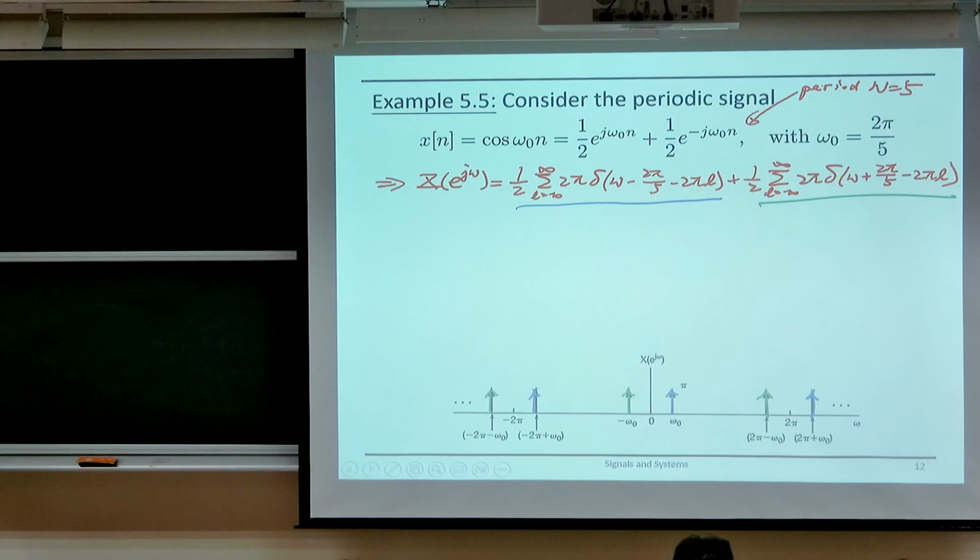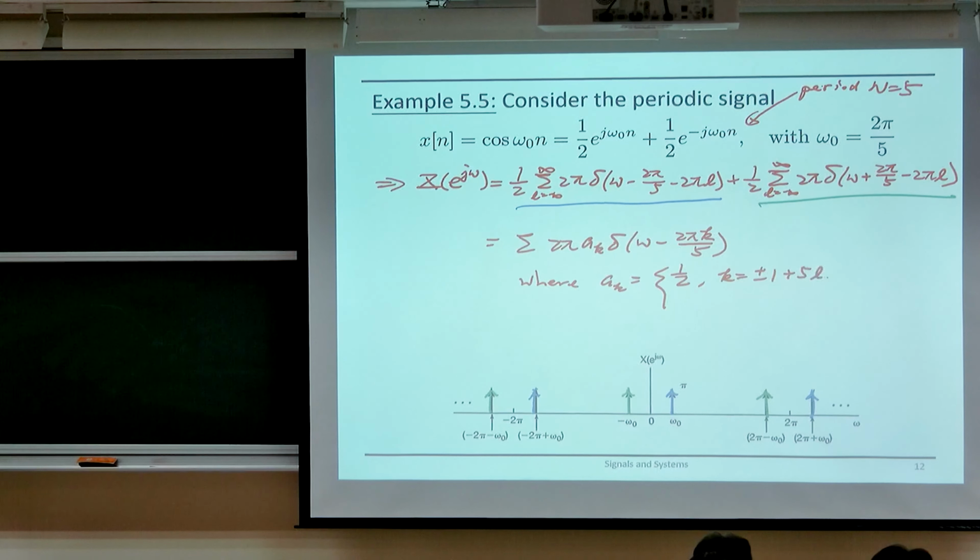Now you can actually combine them together to write it more concisely using this a_k delta(omega minus 2 pi k over 5), where a_k is equal to 1/2 when k is equal to plus minus 1 plus 5l for all integers l, and 0 otherwise.